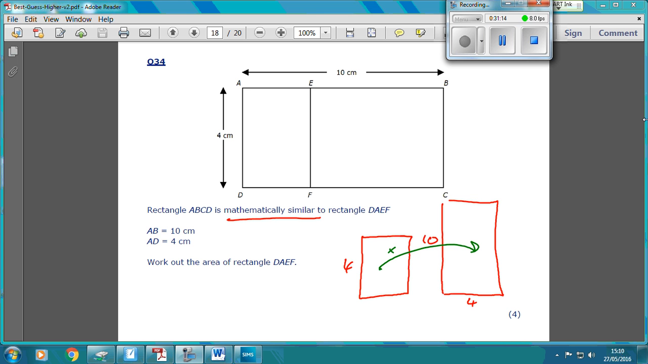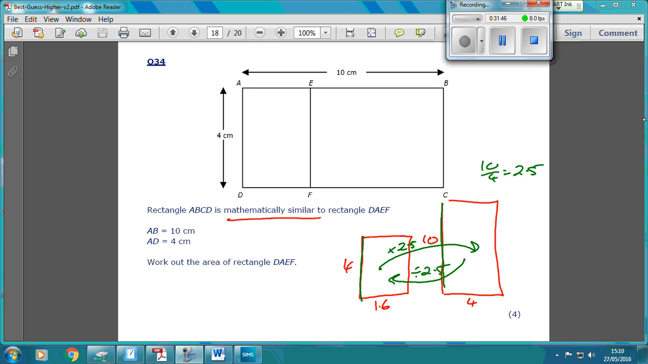So 4 times by something is 10. So the way to work that out is we do 10 divided by 4. So we do the equivalent sides divided. That equals 2.5. So therefore the scale factor is 2.5. So it means I need to multiply everything here by 2.5, and that gives me this one here. If I'm going to go around the other side, the other way, I'm going to need to divide by 2.5. So if I do 4 divided by 2.5, it means that this one here is going to be 1.6.